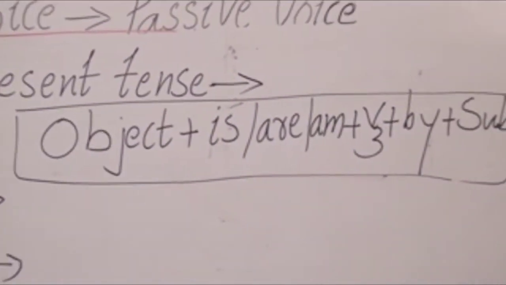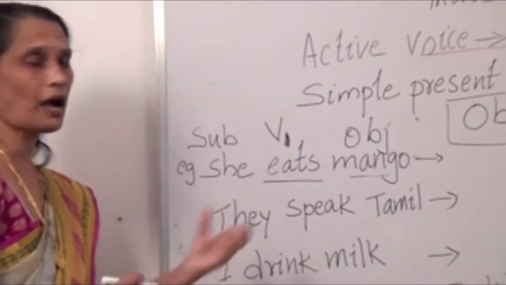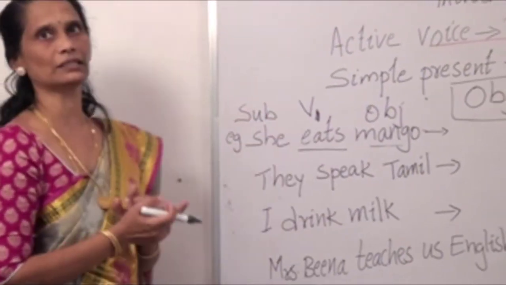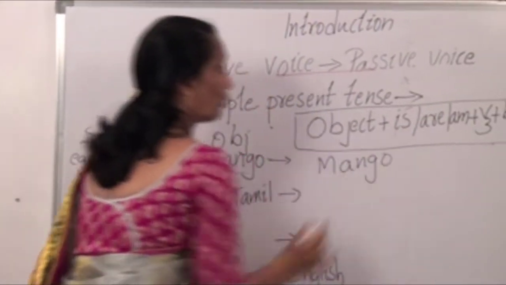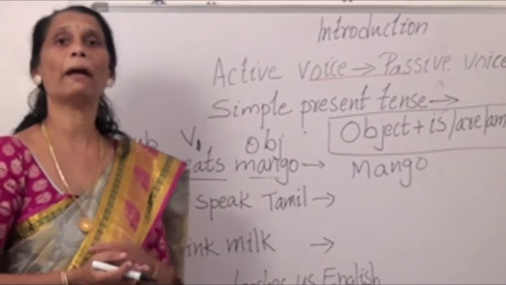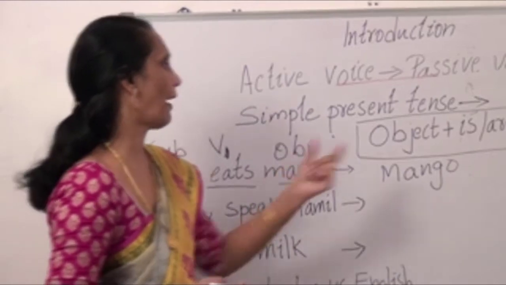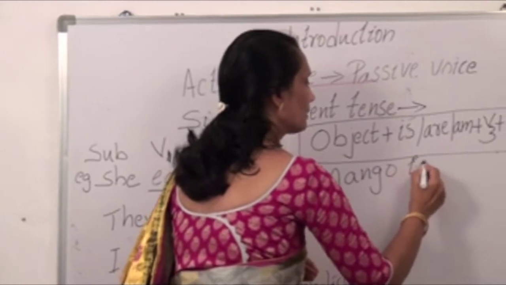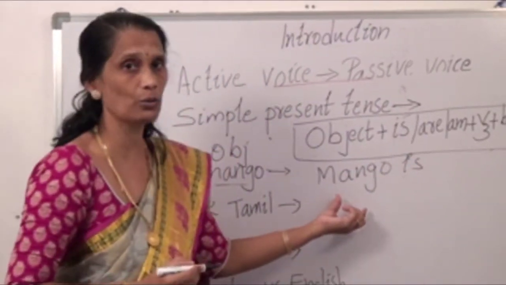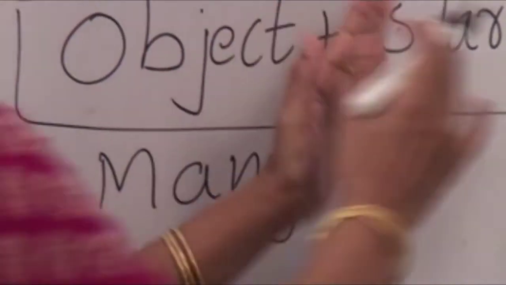Now let us apply it. What is the object? Mango is the object. So mango will come to the beginning of the sentence. Is mango singular or plural? Mango is singular, because we are discussing one mango. So since it is singular, we have to write is. If it is mangoes, we have to write are. Mango is.